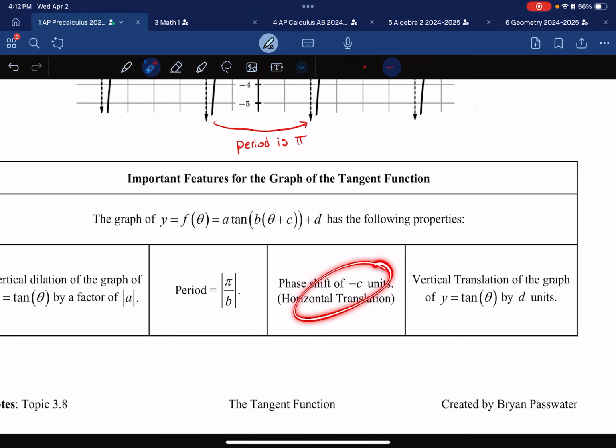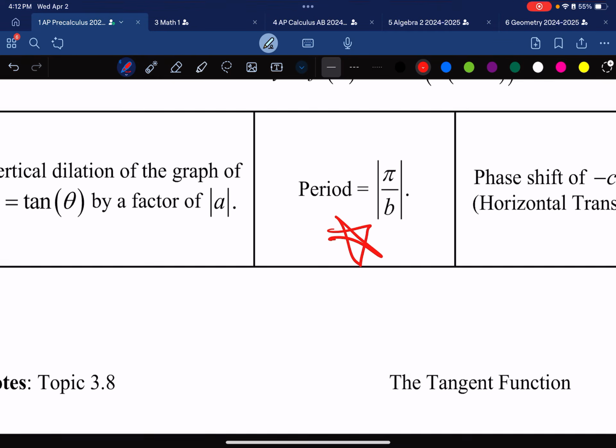So all of this stuff is kind of review. I would say if I had to star anything, this is the most important thing because period has changed. Additionally, it's kind of interesting to talk about those vertical asymptotes, which is for some reason not added to this table, and I feel it's very important to know. So let's talk about the vertical asymptotes.